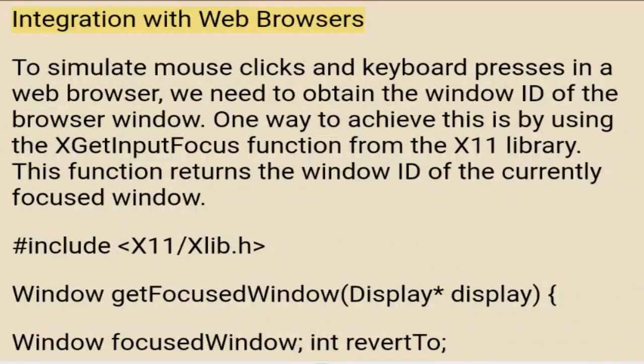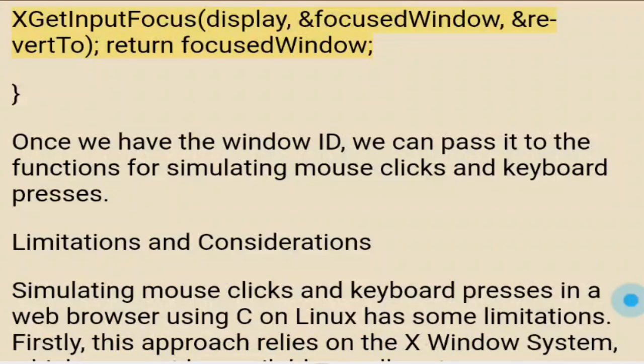Integration with web browsers. To simulate mouse clicks and keyboard presses in a web browser, we need to obtain the window ID of the browser window. One way to achieve this is by using the XGetInputFocus function from the X11 library. This function returns the window ID of the currently focused window. #include <X11/Xlib.h> Window get_focused_window(Display *display) { Window focused_window; int revert_to; XGetInputFocus(display, &focused_window, &revert_to); return focused_window; } Once we have the window ID, we can pass it to the functions for simulating mouse clicks and keyboard presses.